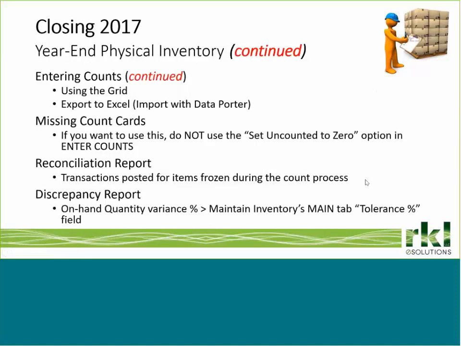In newer versions of 500, there's also a grid style data entry task, and you can use that grid to export the data once the counts have been frozen out to Excel, and then simply update the Excel sheet with the proper quantity that's been counted by bin, or by serial number, or by lot number, what have you. And then you can use the data porter utility to then import those counts back into the physical inventory process screen. So again, that's something that's available in newer versions of 500. If you're on version, I think, 7.4 or earlier, you may not see that.